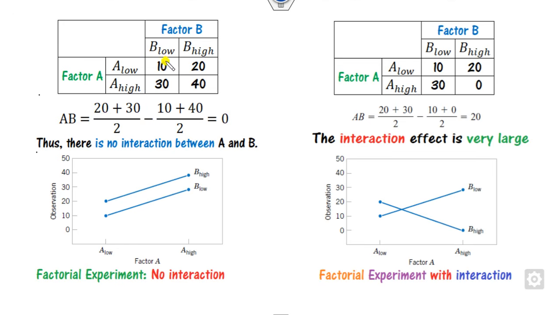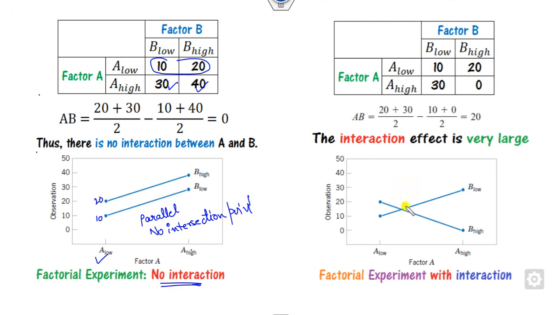You can see corresponding to this is the 10 and 20. This is the value of the 10 for the A low. This is the value of the 20. And this is the A high. This is a 30 and 40. You can see these lines are parallel, so there are no intersection points. Once there is no intersection point, it means there is no interaction.